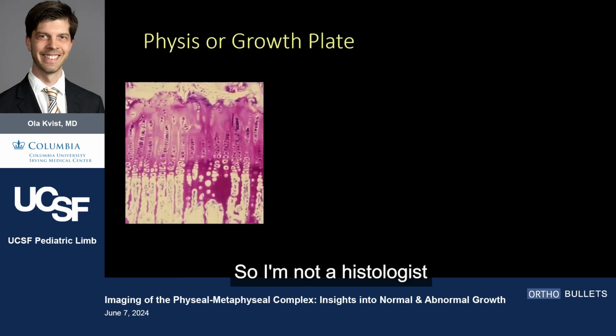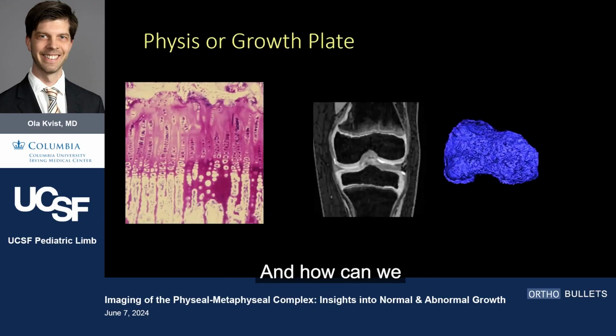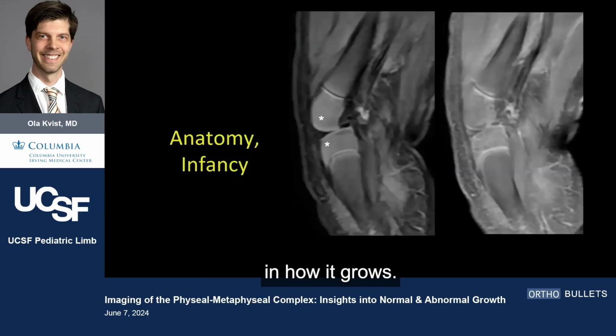I'm not a histologist, but my question is, how can I have something like this? Here we have those very nice columns, and then we have MRI that is something like this. How can we then image the growth plate, which is like this plate between, and how can we get insights into how it grows?